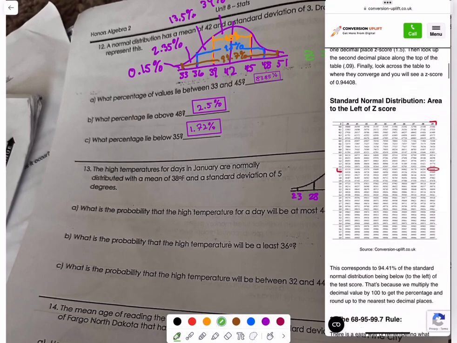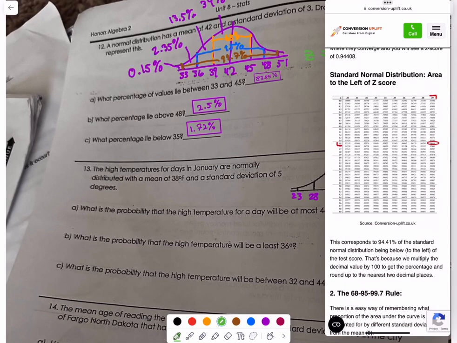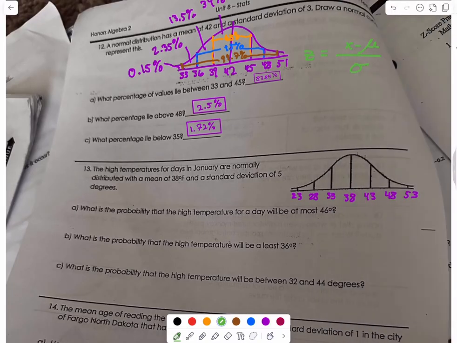Yeah, to the left of a positive z-score, right? So I'll come back to this. We're going to use this one for a positive z-score. Okay, so if we want the percentage between 33 and 45, let's calculate the z-score for the 45.